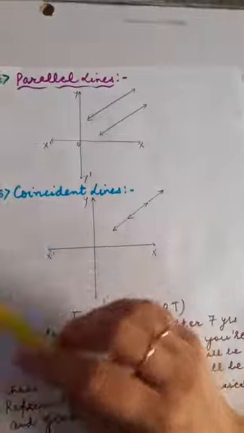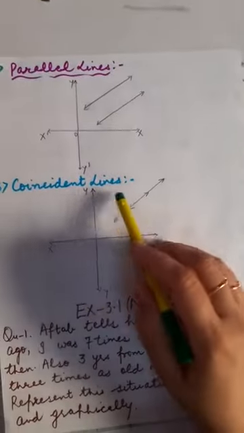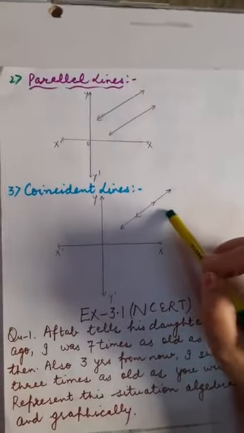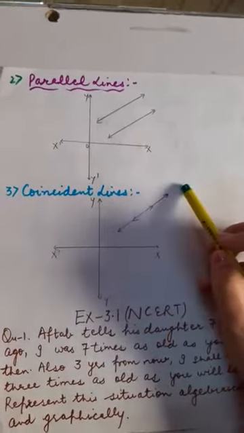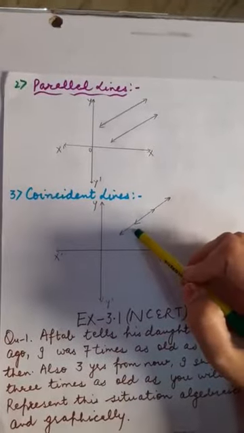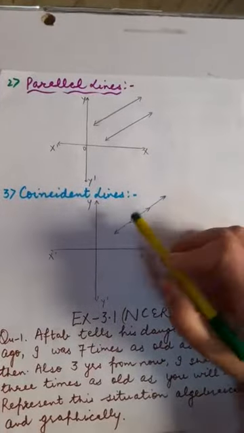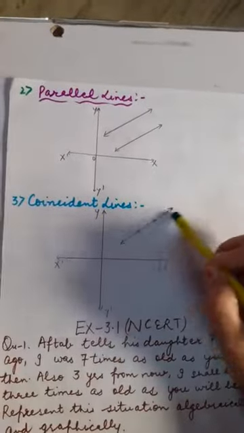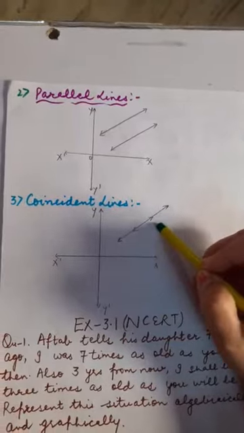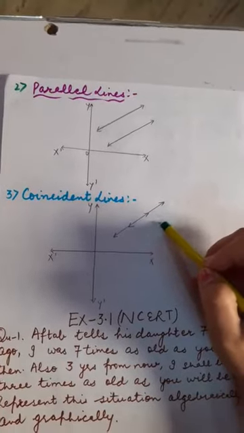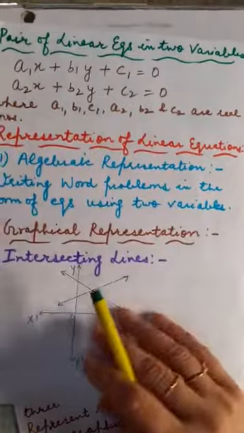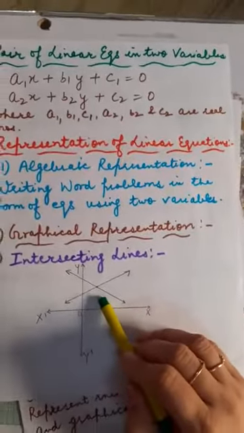Fine. Now the next is coincident lines. Coincident lines means after plotting the points of one line, then again you are going to plot the points of the other line. One line is going to overlap the other line. Means one line is coinciding with the other line. So here there will be infinitely many solutions. Fine. And in case of intersecting lines, as I told you, they both are going to intersect exactly at one point, so only one solution will exist.